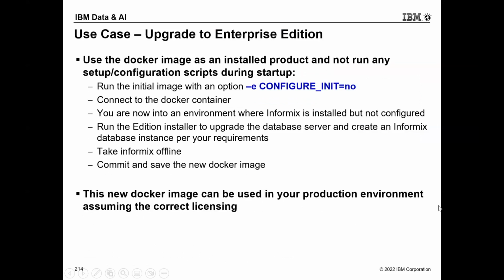You can also upgrade in the normal way inside the Docker image to Enterprise Edition and use it as an installed product. Connect to the Docker container. You're now in an environment where Informix is installed but not configured. Run the Edition installer to upgrade the database server and create an Informix database instance per your requirements. Take it offline, commit and save the new Docker image. This image can then be used in your production environment, assuming all the correct licensing is there.